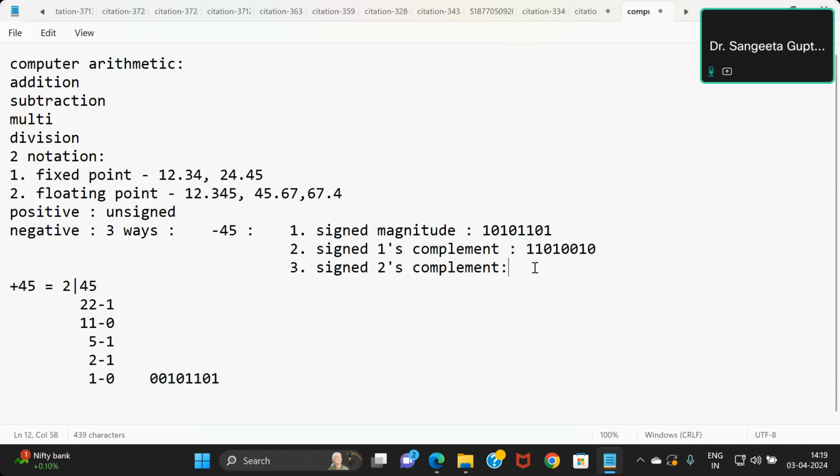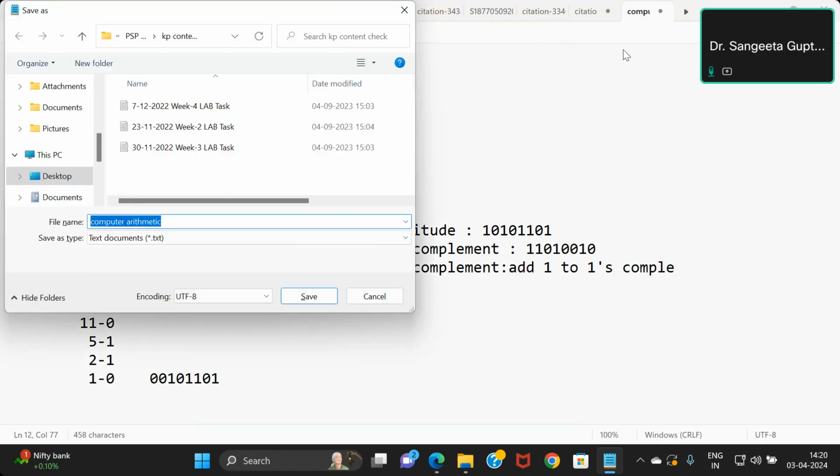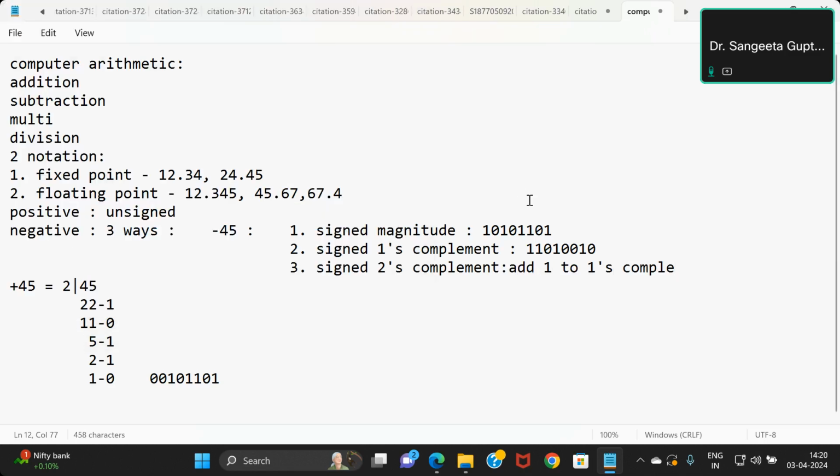Similarly, for signed 2's complement, you have to add 1 to the 1's complement, and it will give you the 2's complement representation. So these are the different ways in which we can represent negative numbers.